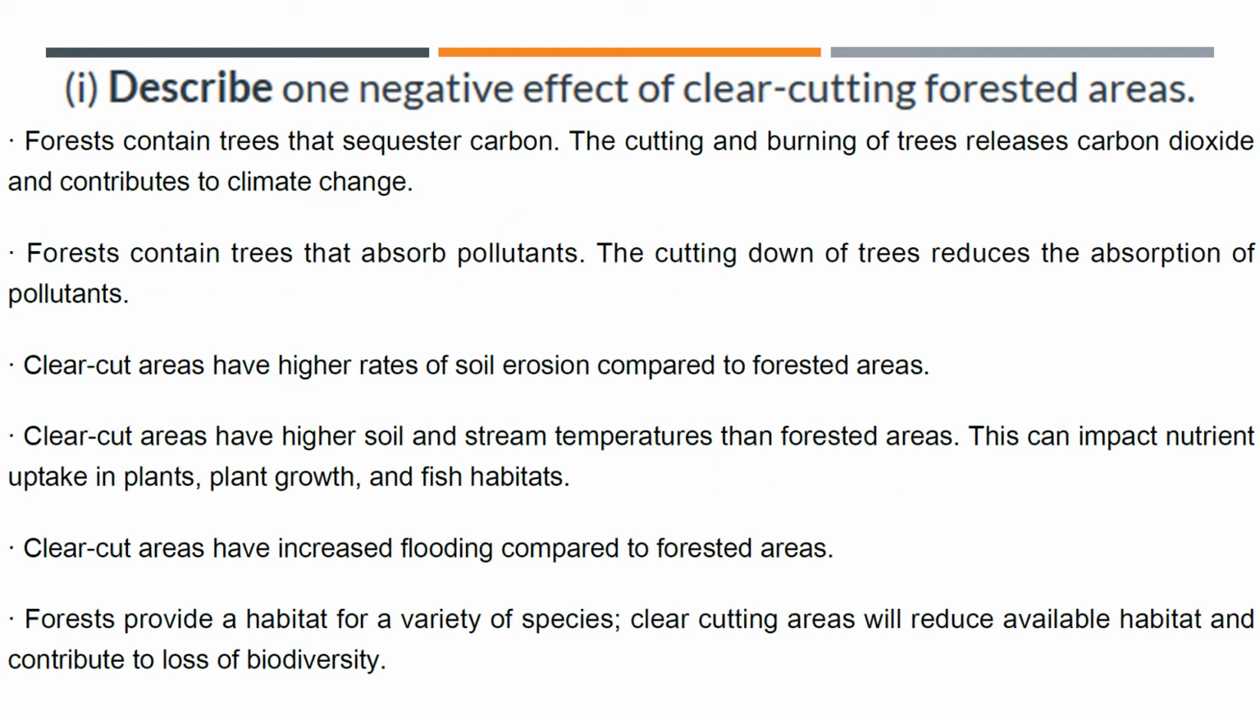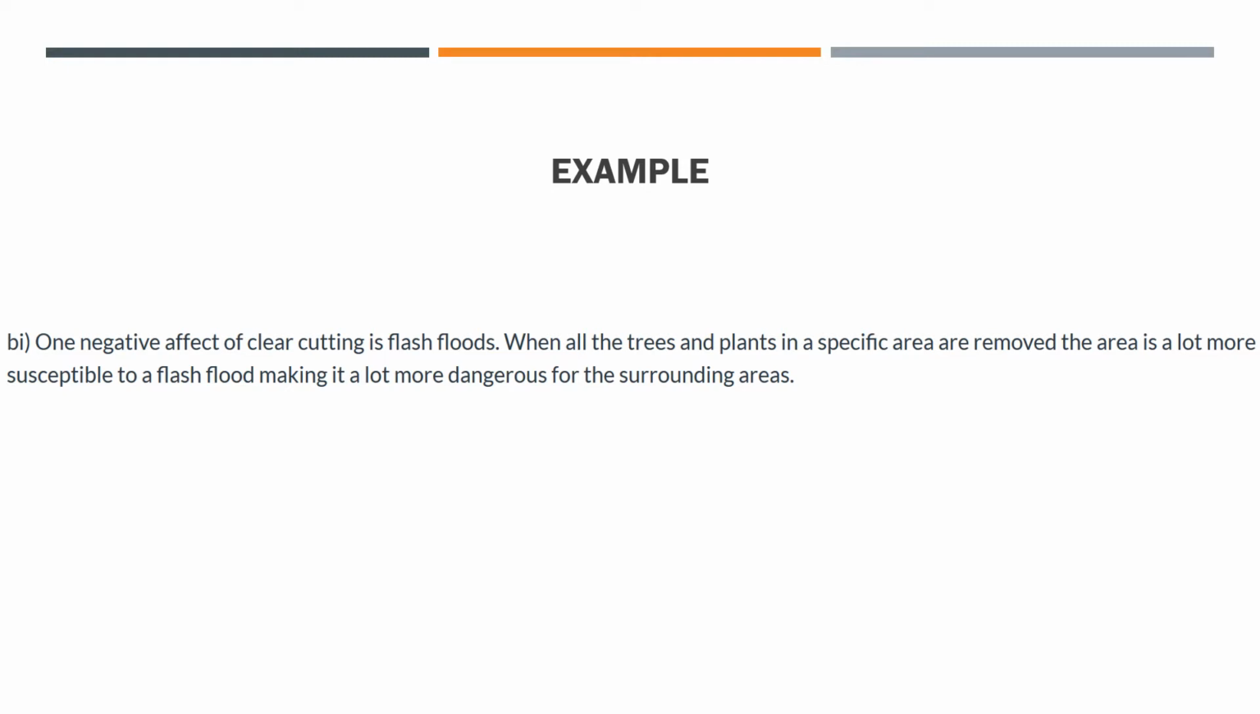So here are some of the examples of one negative effect of clear cutting. We're going to focus on the second to last one. Clear cut areas have increased flooding compared to forested areas. Let's see how students use that reasoning in their response. One negative effect of clear cutting is flash floods. When all the trees and plants in a specific area are removed, the area is a lot more susceptible to a flash flood, making it a lot more dangerous for the surrounding areas.